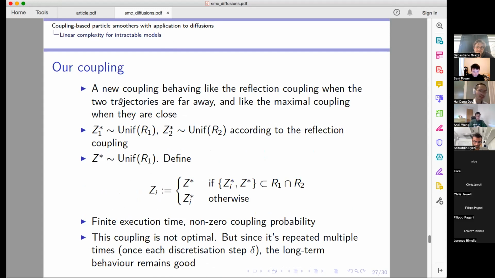Our coupling is a new coupling that behaves like the reflection coupling when the two trajectories are far away, and like the maximal coupling when they are close. The idea is that you simulate according to the reflection coupling, and you simulate another uniform variable, which can be assigned to Z under certain conditions. I do not have the time to go through this. I think it's very easy to understand, but I can answer it in the question part if you are interested.